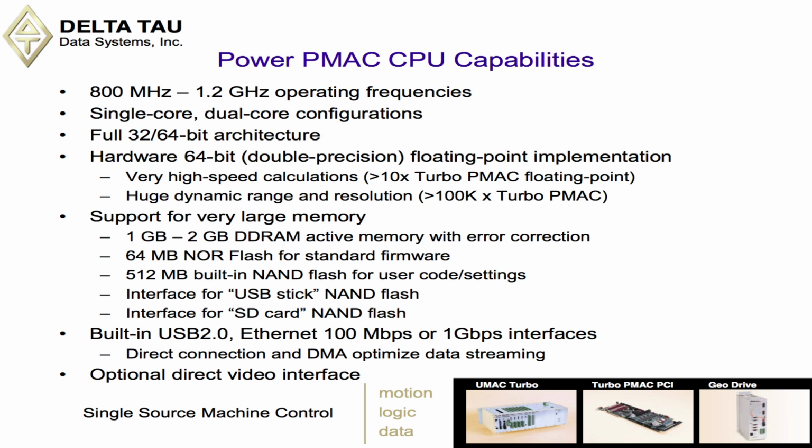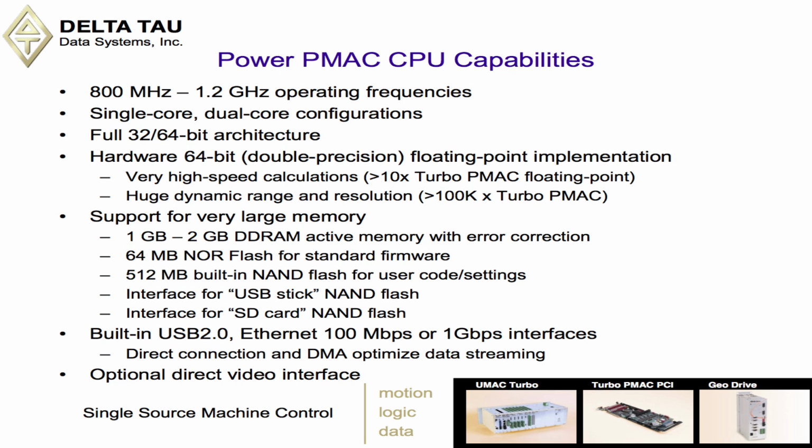The floating point math is done in hardware, which makes it much faster. The older PMACs were fixed point, and we had to execute the floating point in a software library. This results in very high-speed calculations, and this 10x over Turbo is very conservative for the real math, and a huge dynamic range and resolution. We haven't seen anybody come close to the range or resolution problems they had in earlier controllers, although a small percentage of customers ran into it, but a few did.